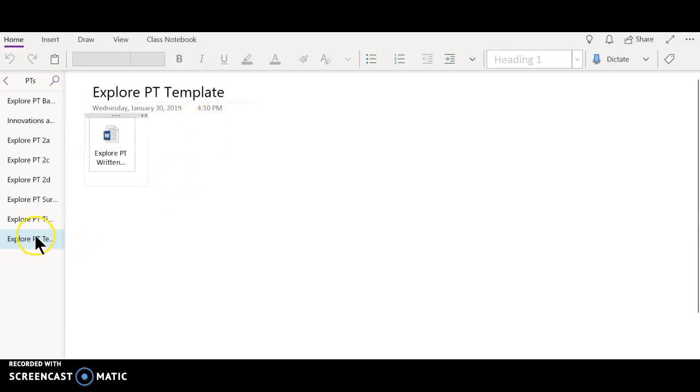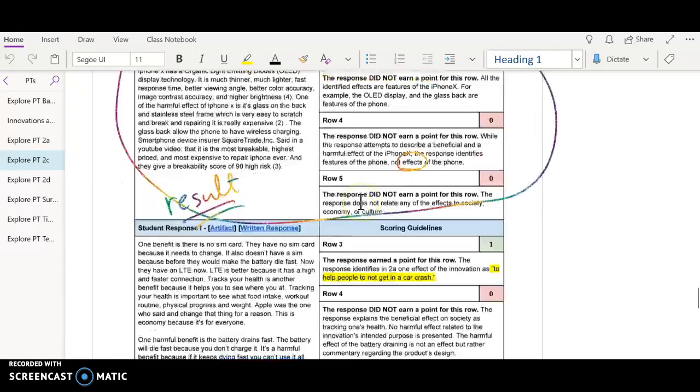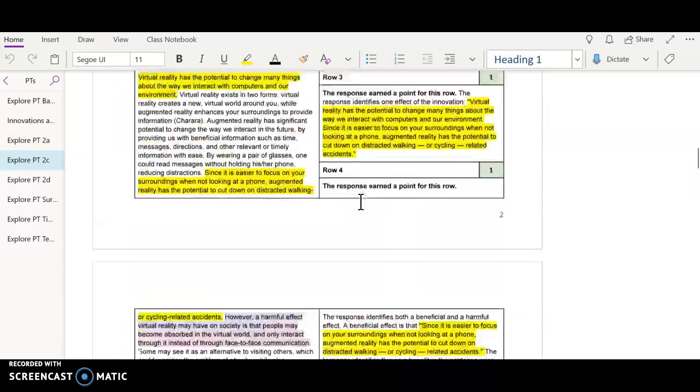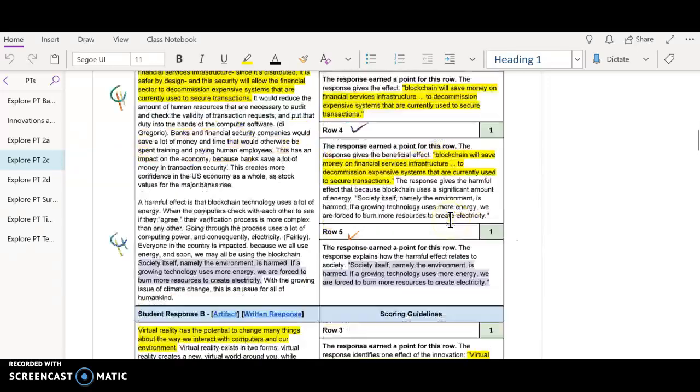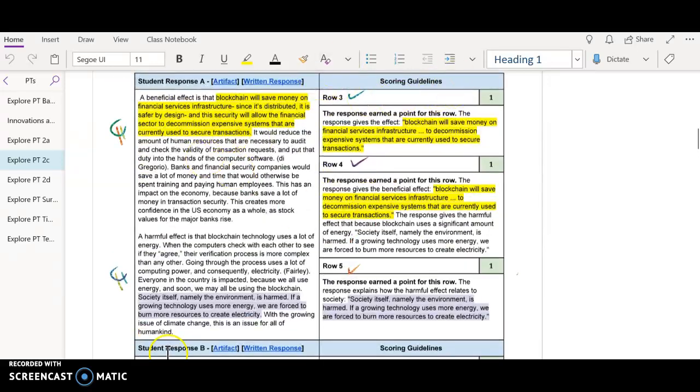And then as you're working, or maybe even before you work, you could look at over here. There are some sample responses from students, and you'll see, so this is 2C, and at the beginning here, these are students who scored well. So this is a person who wrote one paragraph on a beneficial effect, one paragraph on a harmful effect, and then it states for the grading how rows 3, 4, and 5 stack up.